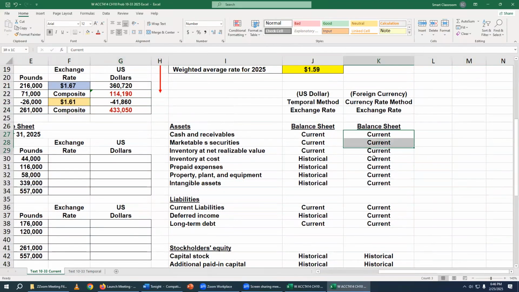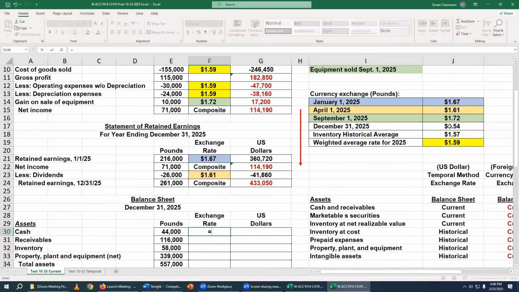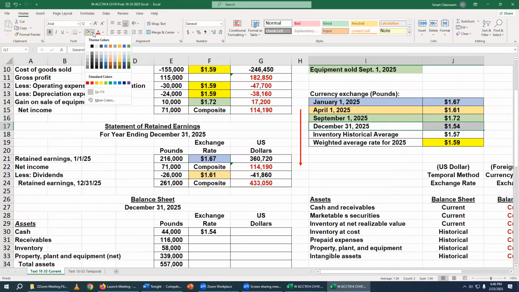Assets. You'll notice something very, well, nice. If you like simple calculations, everything goes in at the current rate, which is just the year-end rate. So the year-end rate is that. Let's give the year-end rate a color. I don't even know what that, oh, it's gray.